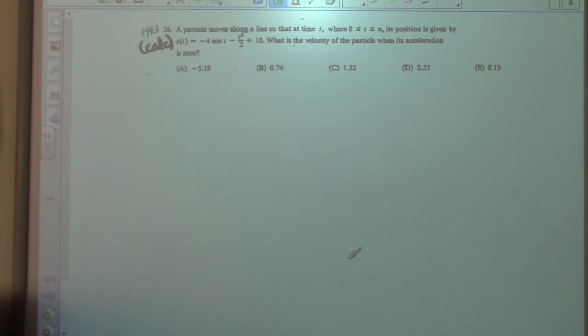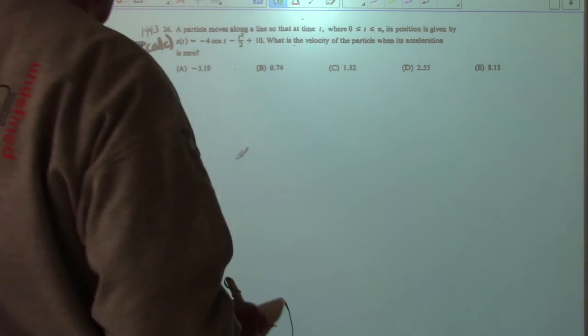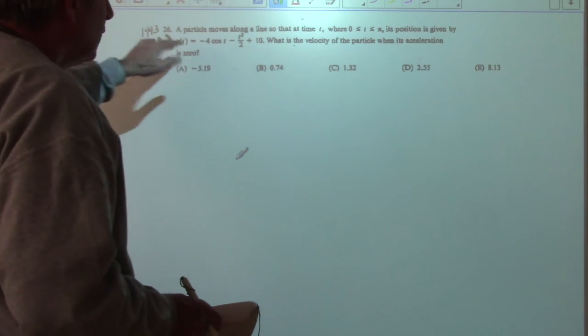Okay, next. This one here, a particle moves along. This is a calculator problem. It says the position is given by this, what's the velocity when its acceleration is 0? Well, how do you find acceleration? Acceleration is the second derivative of that, right?